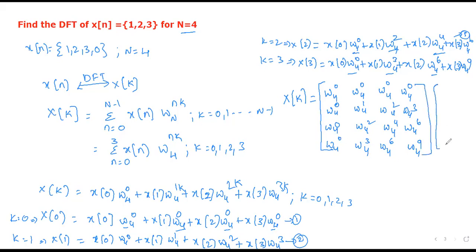into x of 0, x of 1, x of 2 and x of 3. Is it clear?